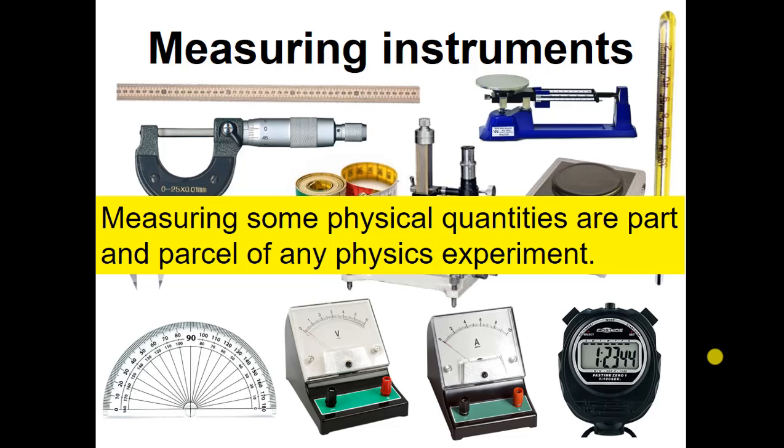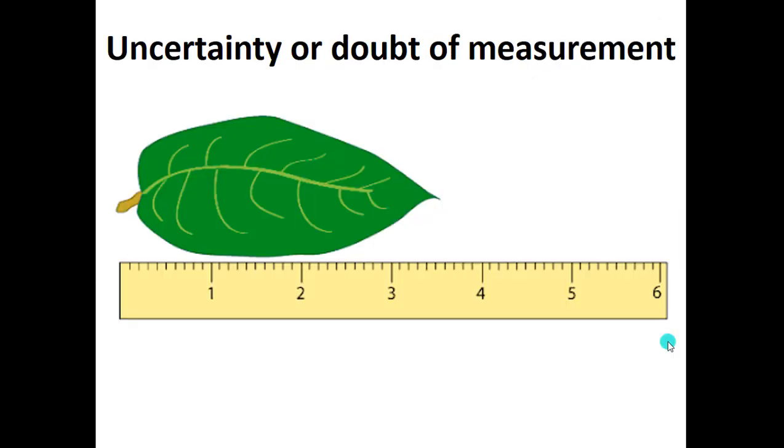Therefore, as a rule, the uncertainty of the measurements must be taken and it has to be recorded together with the measured value in any physics experiment. So for any measurements, we are going to have uncertainty, or what we call the doubt of measurements.